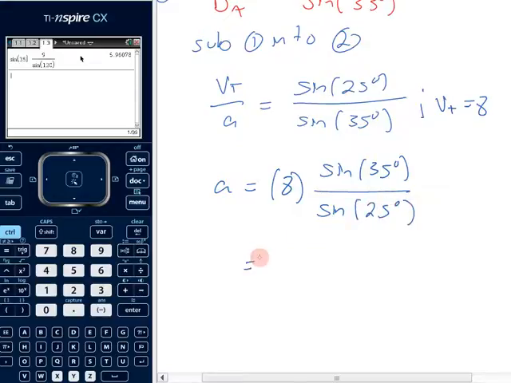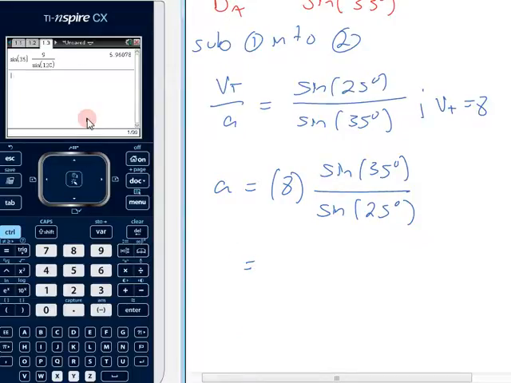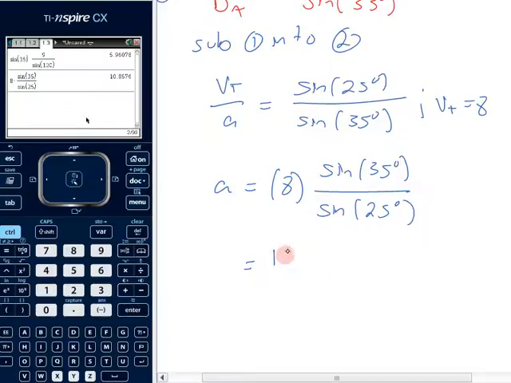Neither 35 degrees nor 25 degrees are major angles on the unit circle that we need to have memorized, so we'll have to turn to the calculator. I already know from earlier in the question that I'm in degree mode, so I can go right in and multiply 8 by the sine of 35 degrees divided by the sine of 25 degrees. And what I get is that Alan must travel with a velocity of 10.9 kilometers per hour to 3 significant digits.